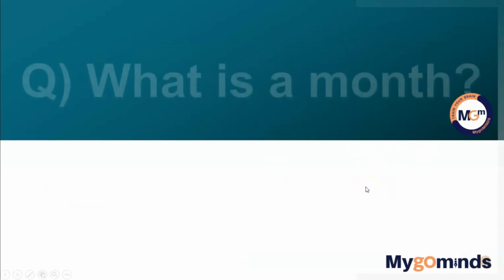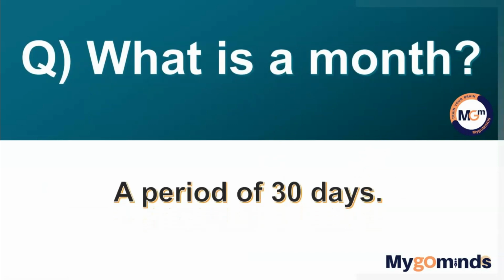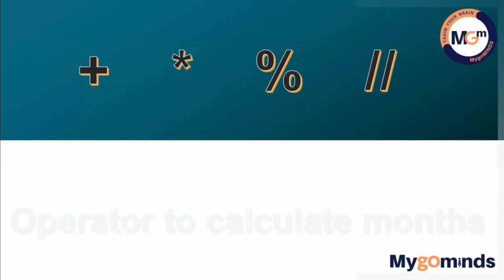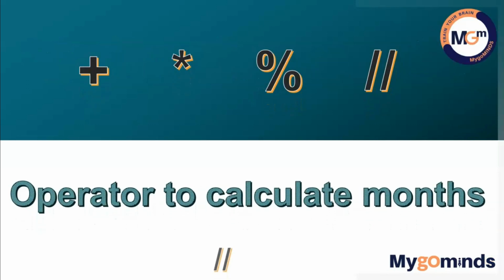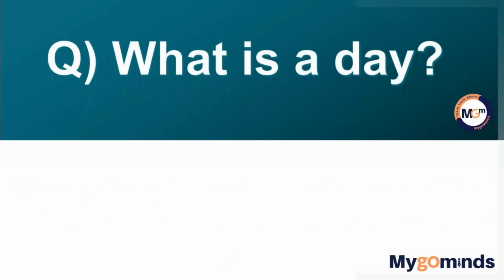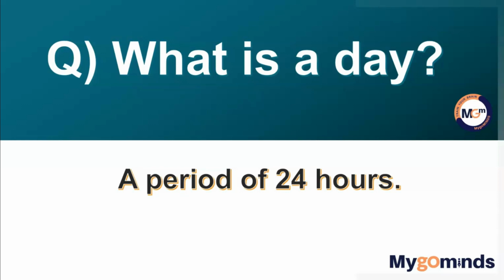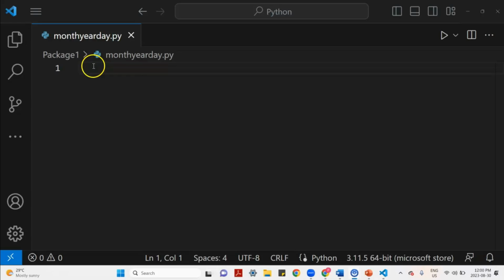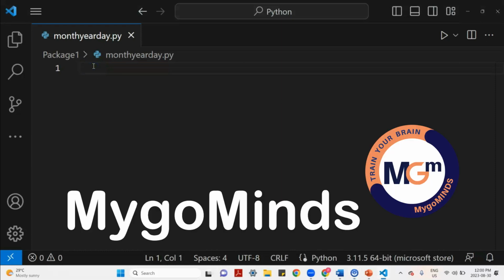Okay, so now what is a month? Any period of 30 days, 31 days or 28 days is stated as a month, right? So what about the operator to calculate the month? It is int division. Now, what is a day? A day is nothing but a period of 24 hours. Now let us write the program to calculate years, months and remaining days.